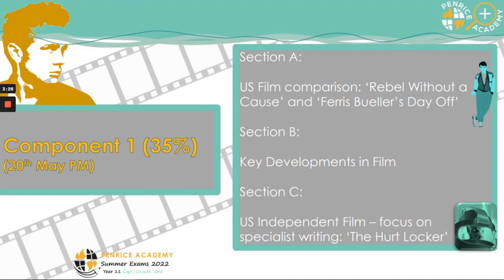In Section B, the smallest of all the examined sections across both exams, students answer 3 brief questions on key developments in film, which is essentially about the history of film and cinema. In the final section, Section C, students focus on a US independent film called The Hurt Locker and critique a specialist piece of writing about the film to explain how this piece of writing has developed or deepened their understanding of the film.